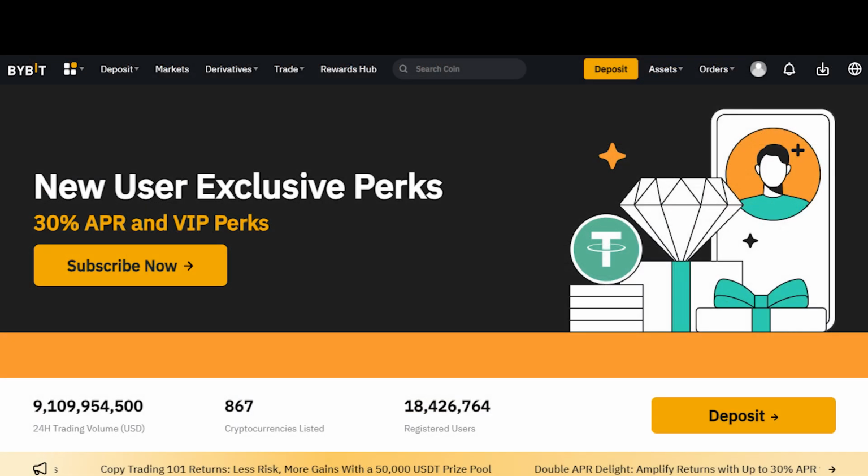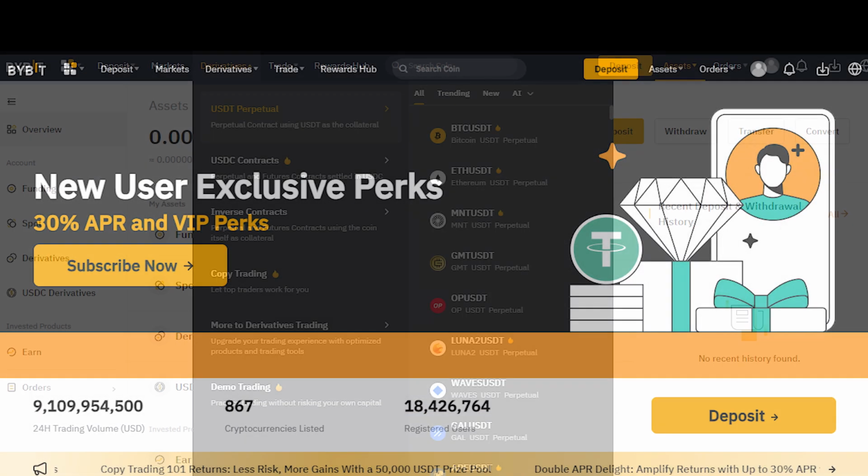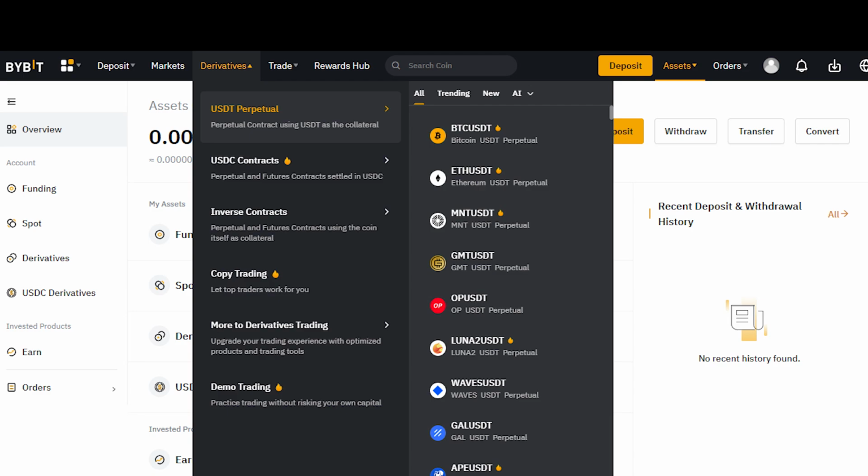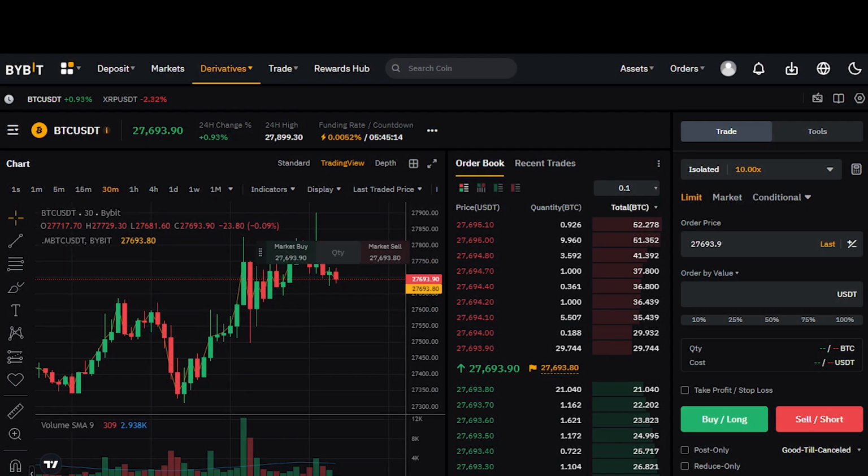Now, let's move on to the Bybit Futures trading screen. On the top menu of Bybit, click on the Derivatives tab and then select USDT Perpetual. Once the next screen appears, you're ready to start trading futures. First, click the list icon at the top left to select the coin you want to trade. By default, you'll begin trading with long or short positions.